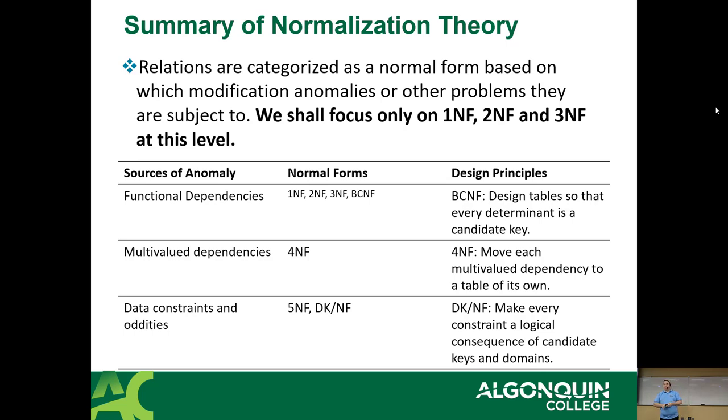Fourth normal form worries about multi-value dependencies. Fifth normal form, DKNF, deals with data constraints and oddities. I'm not even going to finish reading that last point because I'm not going to talk about it past this slide. So there's no point. It's not going to be on the test either.